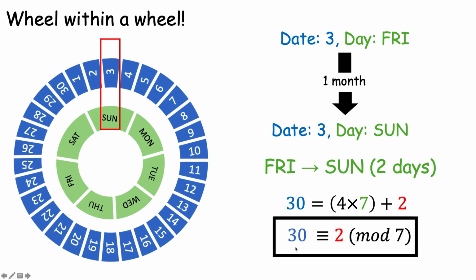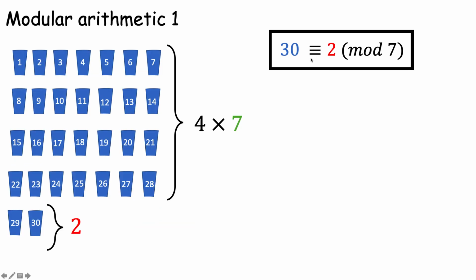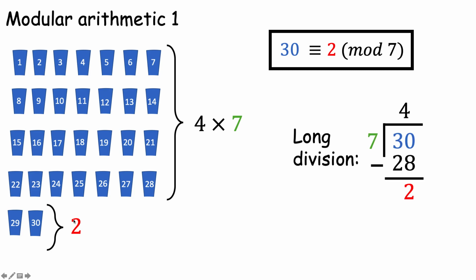And this is actually read as 30 is congruent to 2 mod 7. So this 2 is coming from this leftover 2, and this 7 is coming because we are dividing this 30 into 7 equal segments, which were the weeks that we were talking about. So in other words, if we consider this 30 days separately, 30 is congruent to 2 mod 7 means that this 30 can be divided into 4 weeks, where each week has 7 days, and after that 2 days will be left.